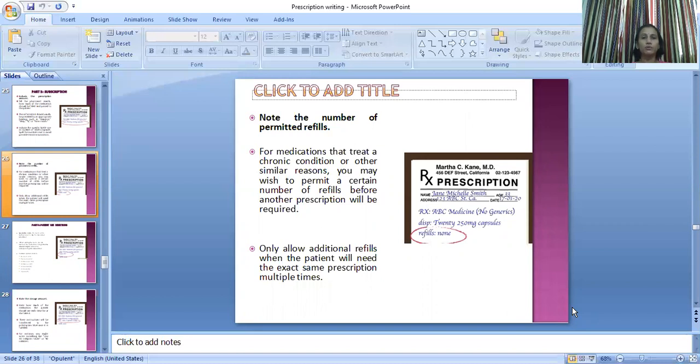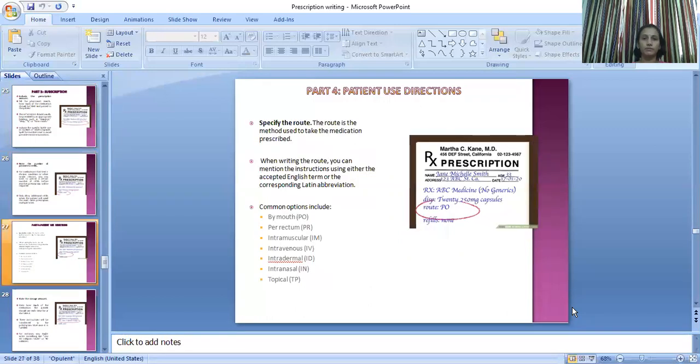Note the number of permitted refills for medications that treat chronic conditions or other similar reasons. You may wish to permit a certain number of refills before another prescription will be required. So only allow additional refills when the patient needs to take the exact same prescription multiple times.